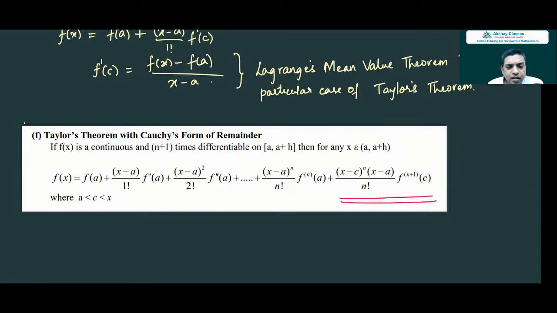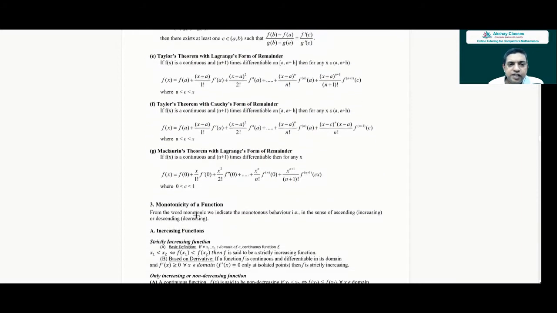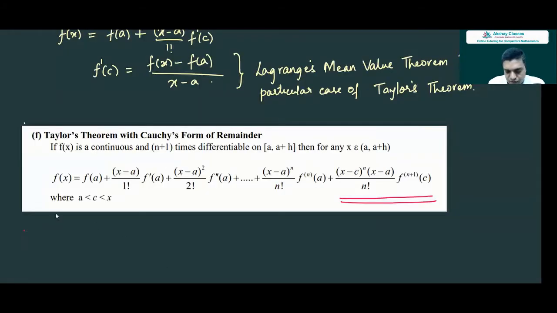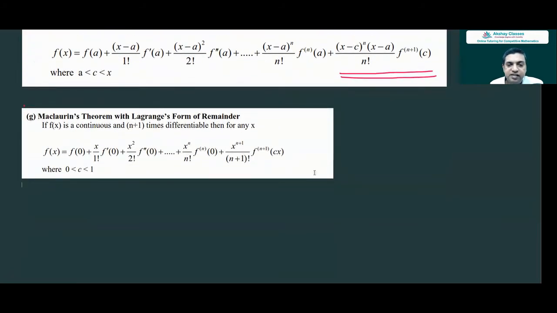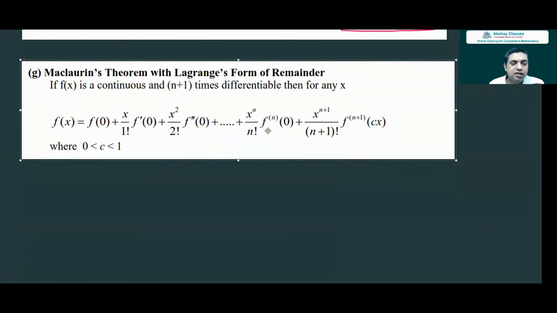Now, Taylor's theorem expanded about x equal to a, we have seen that. Now the same thing, when we expand about x equal to 0, becomes Maclaurin's series. This becomes Maclaurin series, and this is a very important series for us. So Maclaurin's theorem with Lagrange's form of remainder.